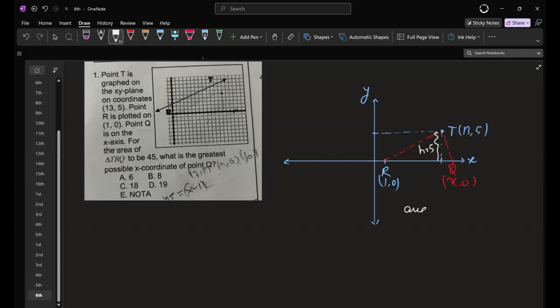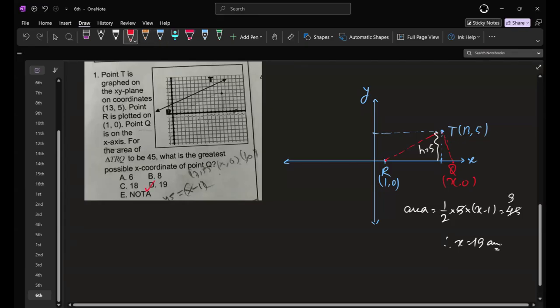So area is going to be equal to half into height, which is 5, into base. What is this length? x minus 1. So this is equal to 45. When you solve this down, the answer you are going to get is x is equal to 19. Option D. Any doubts?